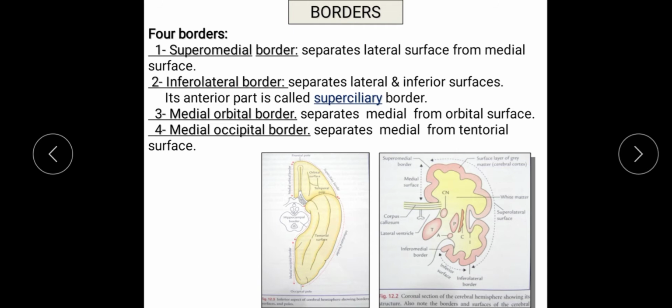This is the inferolateral border which separates lateral surface from inferior surface. Its anterior part is known as superciliary border. Then the medial orbital border, which separates vertical medial surface and the orbital surface. This one is the medial occipital border which separates medial surface from tentorial surface.